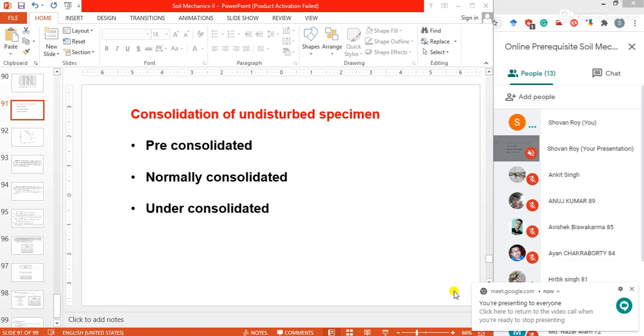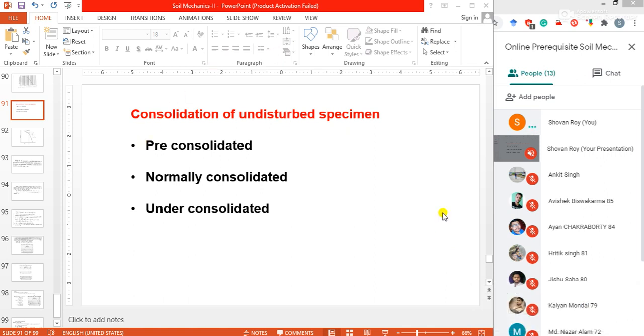The last thing of the theory portion from your consolidation chapter is consolidation of undisturbed specimen. Some terms are very important under consolidation of undisturbed specimen. These are important for the GATE exam also.